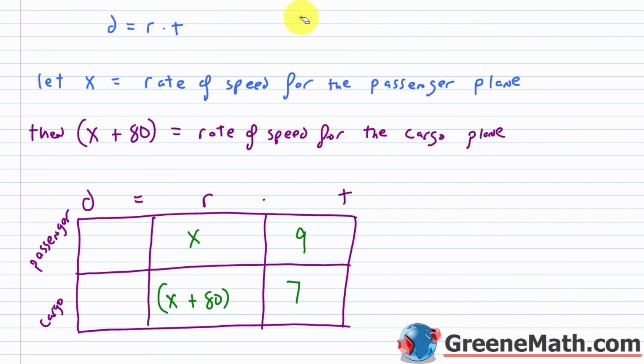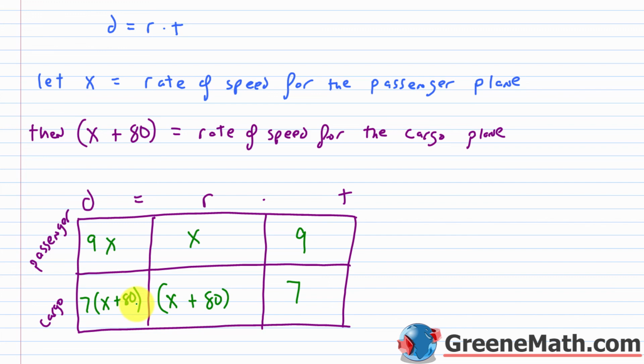It's the same thing here. I have a rate times a time. So 9x is the distance. I have a rate times a time. So 7 times the quantity x plus 80 is the distance. You might say, okay, well, that's great. How do we get an equation?